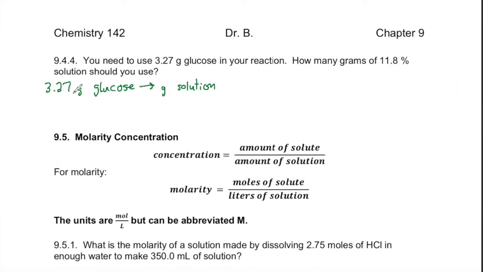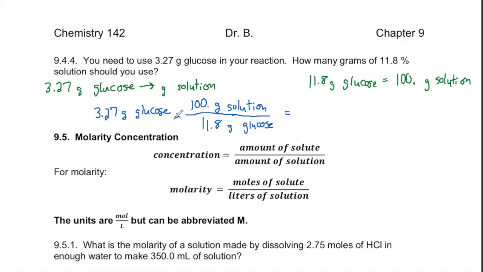In this problem, we want to go the other way. We know the grams of solute, glucose, and we want to know the grams of solution. And here is the relationship that we can use. 11.8% by mass glucose means out of every 100 grams of the mixture, 11.8 grams are glucose. So here we start with the grams of glucose. We write the conversion factor with glucose on the bottom because then that will cancel, and we end up with 27.7 grams of solution.